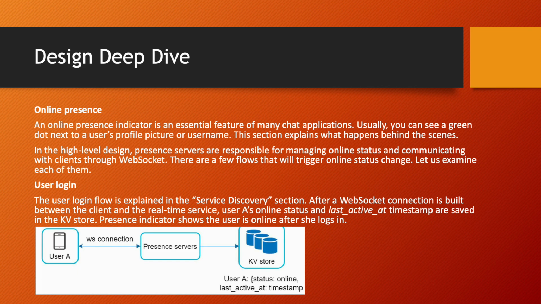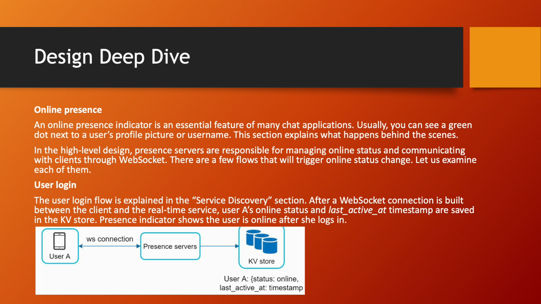Now, online presence. An online presence indicator is an essential feature of many chat applications. Usually, you can see a green dot next to a user's profile picture or a username. This section explains what happens behind the scenes. In the high-level design, presence servers are responsible for managing online status and communicating with clients through WebSocket. There are a few flows that will trigger online status change. Let us examine each one of them.